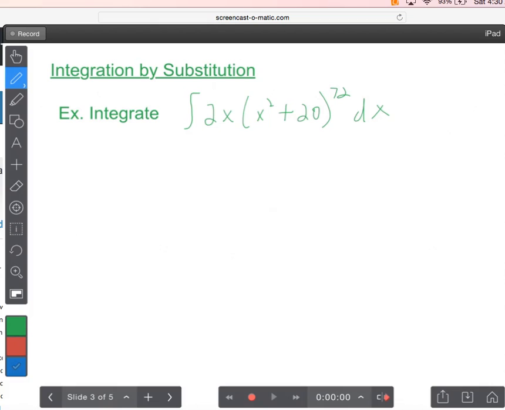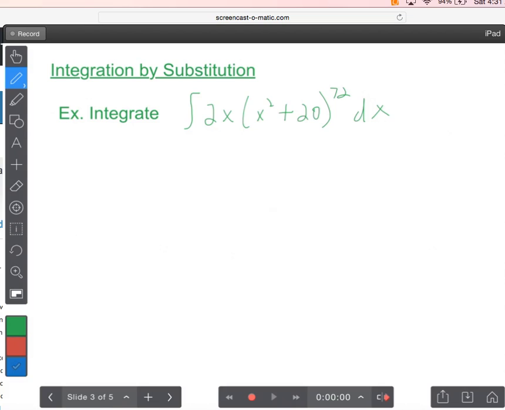So another method of integration that we have is integration by substitution. If we look at this particular problem here, you're asked to integrate, which means again, find the antiderivative of 2x times x squared plus 20 all raised to the 72nd power. Now, I guess you could actually try to simplify this algebraically, but it would take you just way too long.